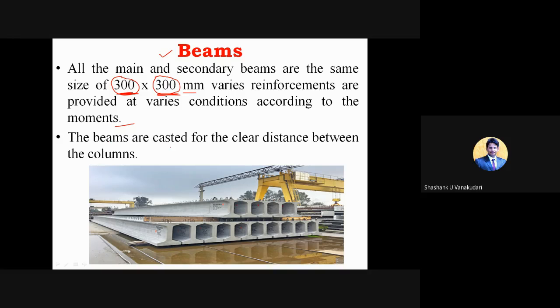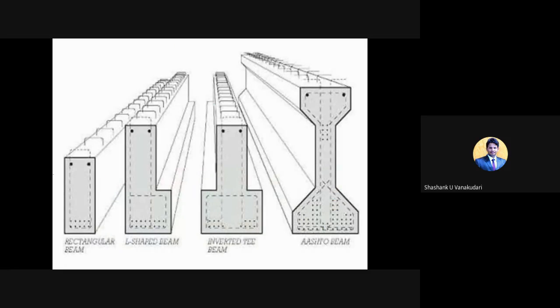Okay, and here the beams are cast for the clear distance between the columns. These beams are going to be manufactured as per the column sections which are provided, and which type of beams you need to provide depends upon the load consistency, which also comes under design concepts. So here you can see the different types of beams, that is rectangular beam, L-shaped beam, inverted T-beam, and then the AASHTO beam.